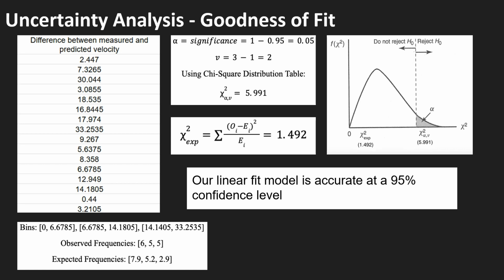This is our goodness of fit, or chi-squared analysis. The data used for this was the difference between our measured velocity and the predicted velocity from our linear fit model. We sorted that data into the 3 bins we came up with, and then using those observed frequencies and expected frequencies, we found our experimental chi-squared, and you can see that it's over here, and it's less than the chi-squared at alpha and nu. And so we can keep our null hypothesis, which was that our linear fit model is accurate at 95% confidence.